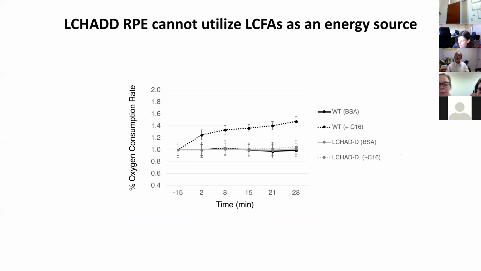All right, so we looked at oxygen consumption rate as well in both wild type and LCHAD deficient RPE using the Seahorse. In this experiment, the RPE are exposed to either BSA or BSA palmitate at the start of the experiment, and we normalize the OCR values to the baseline measurement, which is set to 100%. The black dotted line here shows that wild type RPE increased their oxygen consumption, whereas we did not observe an increase in LCHAD deficient cells. So this indicates that they're not able to utilize long chain fatty acids as an energy source.